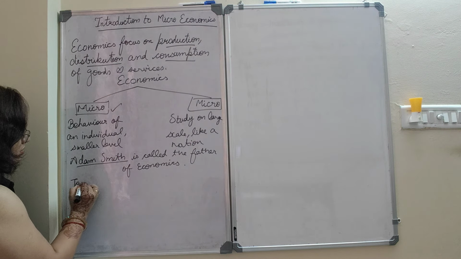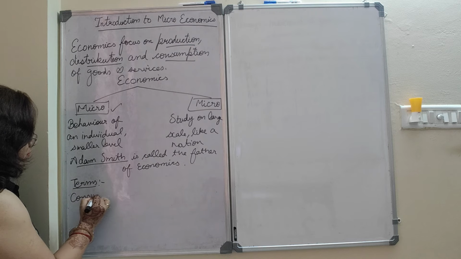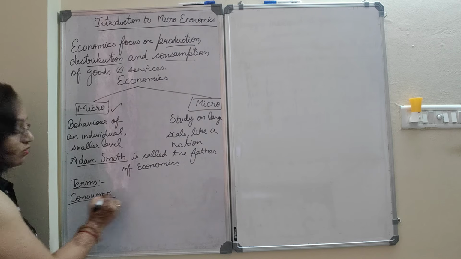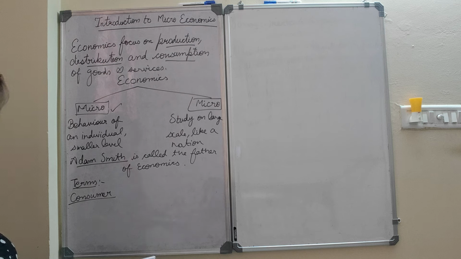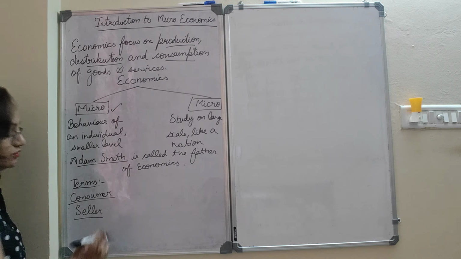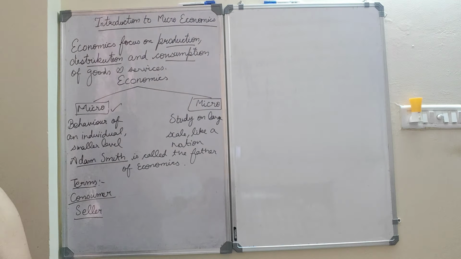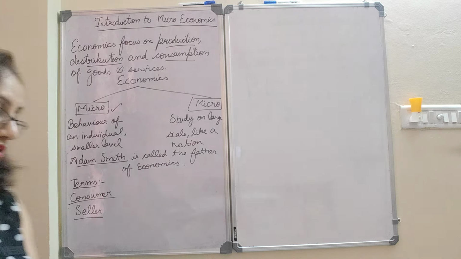Important terms I have already explained you. When you go to market, you purchase something, then you are the consumer. Now who is a seller? The person who is sitting over there to sell his goods to you and you purchase from him, he is a seller. He has a motive of earning profit.